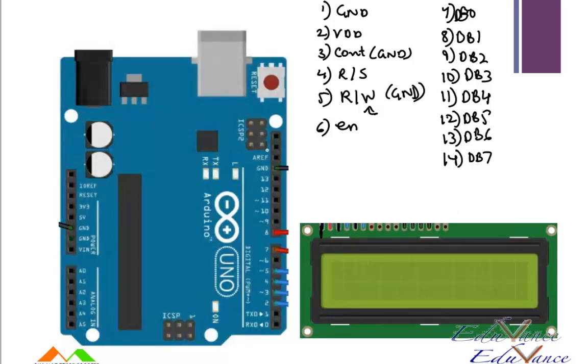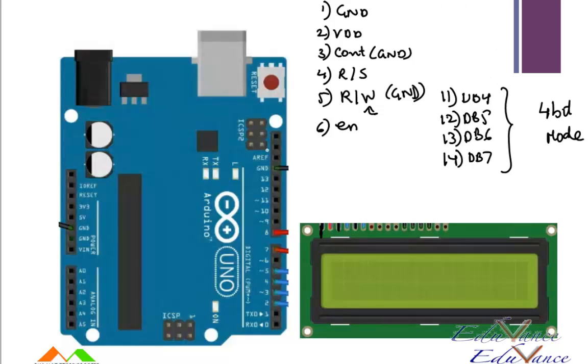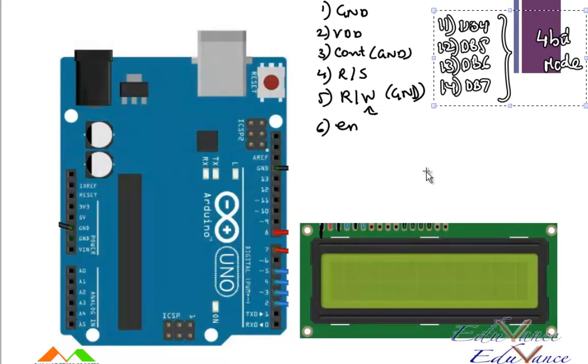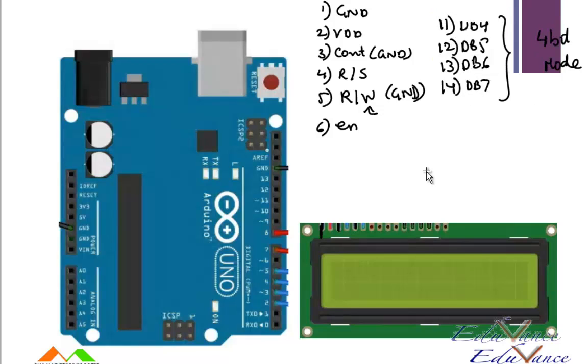Now, for our program, we will be using these pins. Since we are using the LCD in 4-bit mode, we will skip these. Okay, now that said, let us look at the connections.